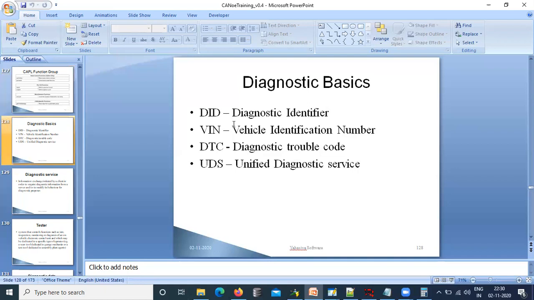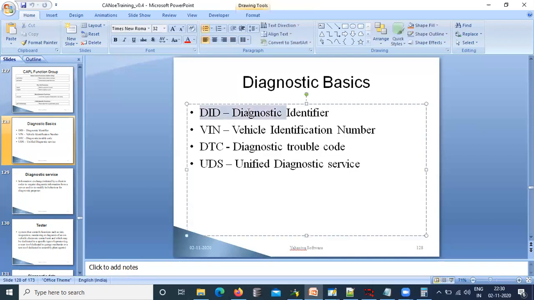DID means data identifier, at 23 and 24, right? Data by identifier. Some programs call it DID, some call it PID, program data. So it has different names, but the thing is one. They all mean the same thing. 22 is for read, 23, and 2E is for write. We'll see them in detail anyhow, but that's what this is.